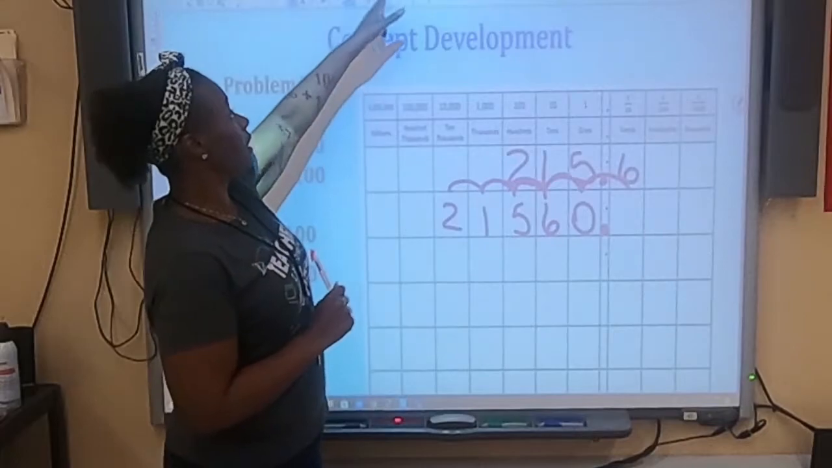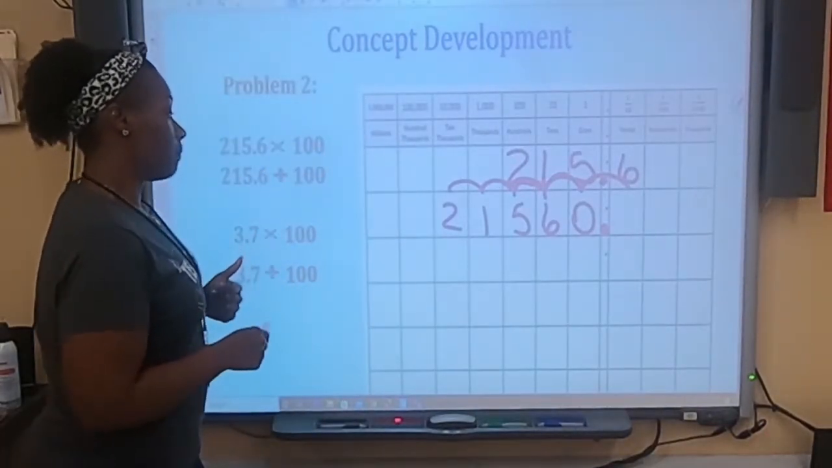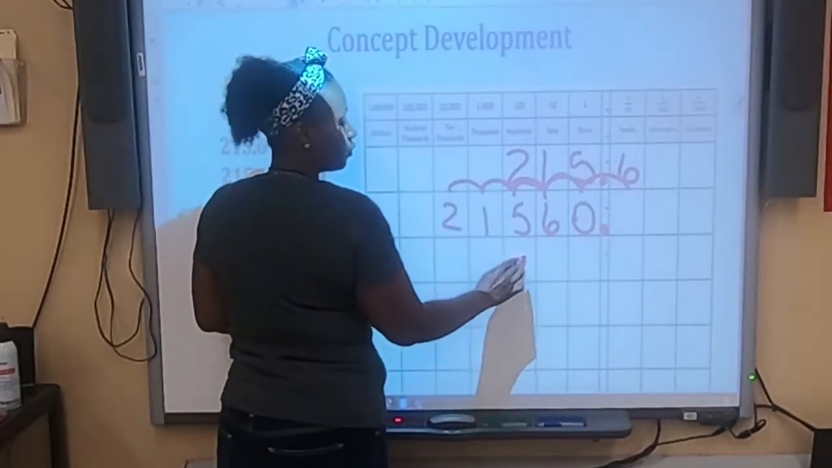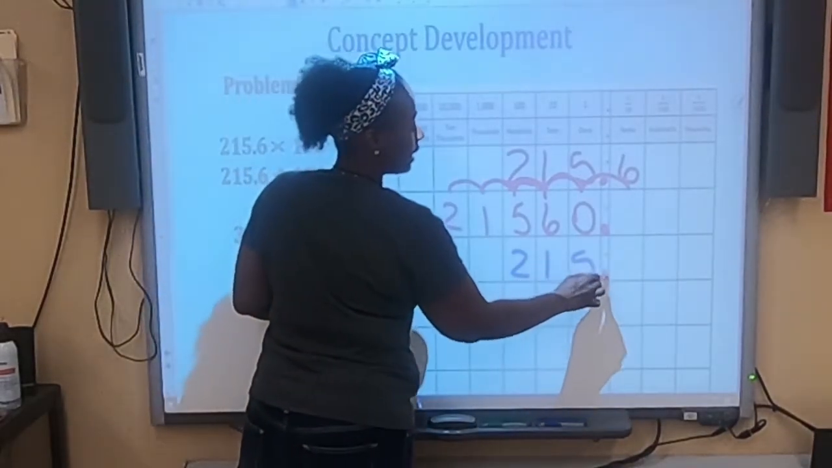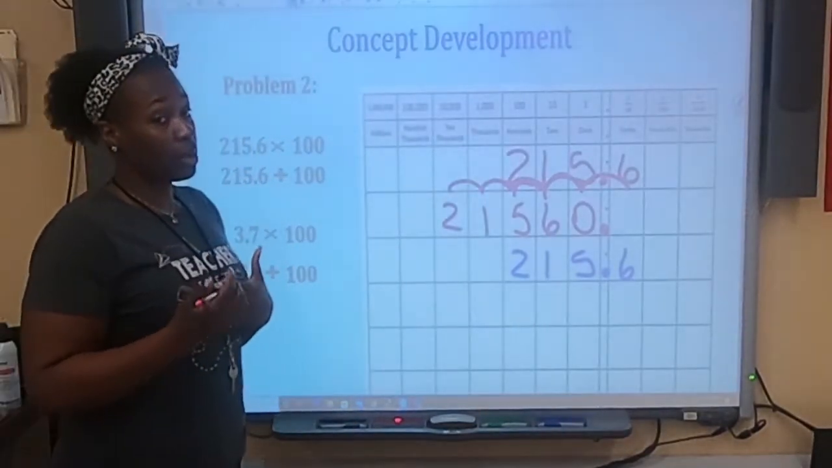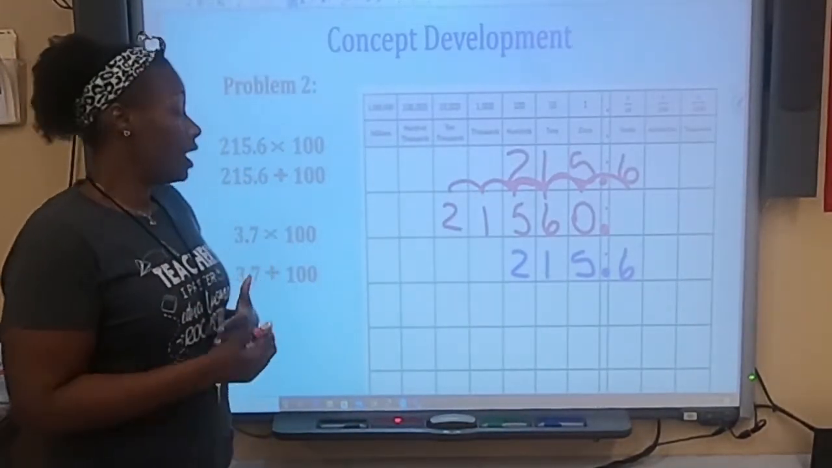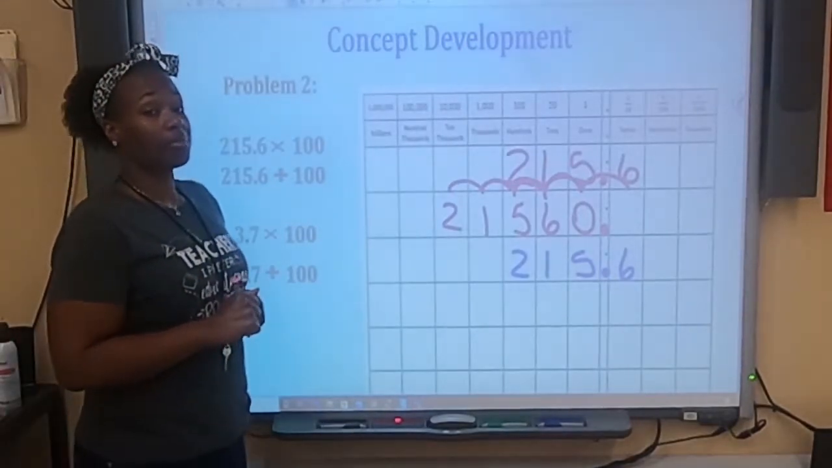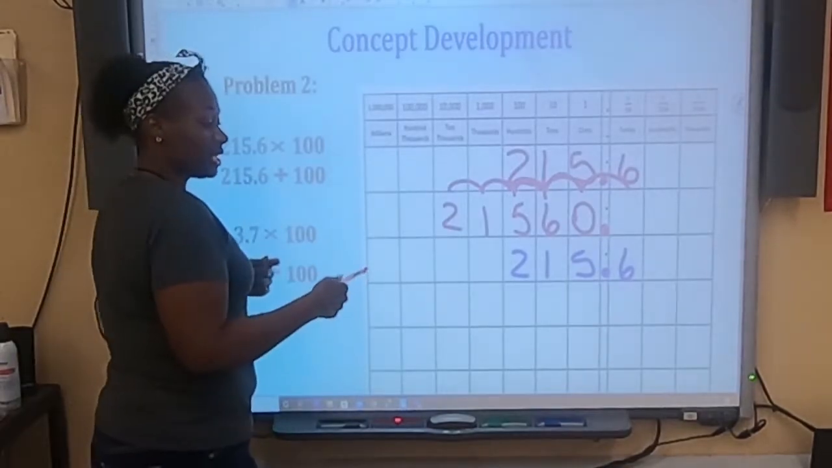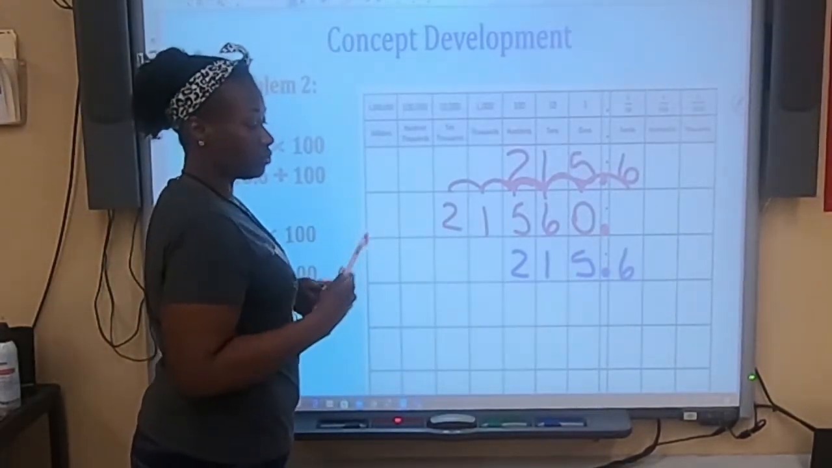Let's use that same number and divide it by 100. So I start by putting it in its place value, each digit. 215 and 6/10. This time when we divide, which way are we going? To the right. And when we use 100, how many times do we shift? Twice. So I'm going to take each digit to the right 2 times.